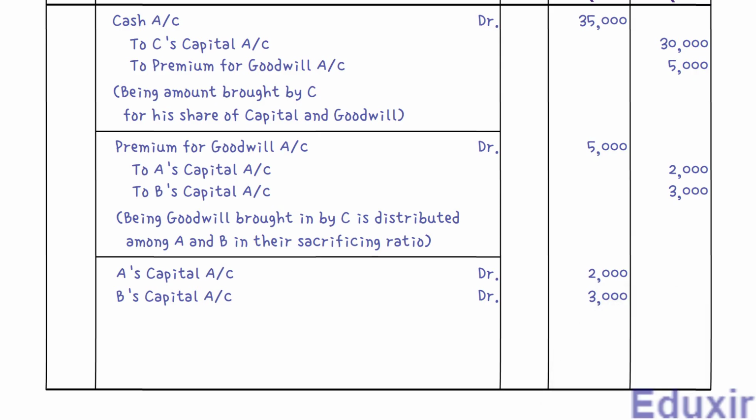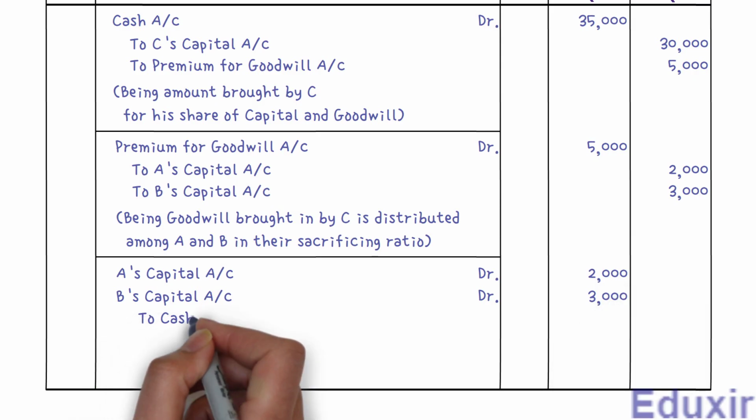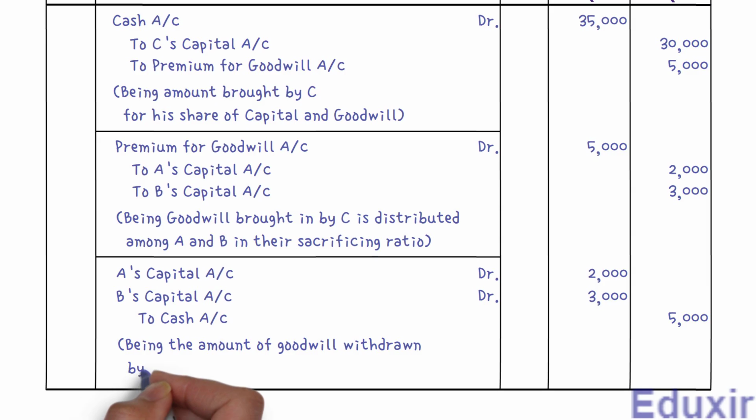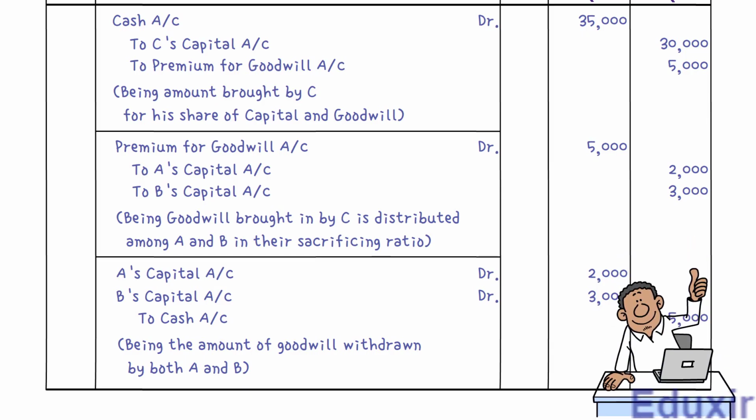Leaving a margin, let us record cash account as the credit entry. Let us then write the credit amount of 5000 rupees in the credit amount column. Let us then write the description or narration of this transaction as being amount of goodwill withdrawn by both A and B. With that, we have completed the journalizing of this transaction. And with that, we have come to the end of the solution to this problem.